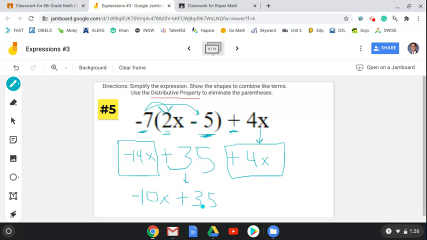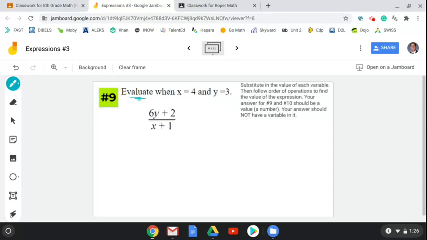Now in numbers 9 and 10, we are no longer simplifying the expression. We are evaluating the expression. And when you evaluate, over here I have a little note on what to do: you substitute in the value of each variable and then follow the order of operations. And so my answer should be a value, a number, right? So what I need to do here is set up, plug in, and evaluate.